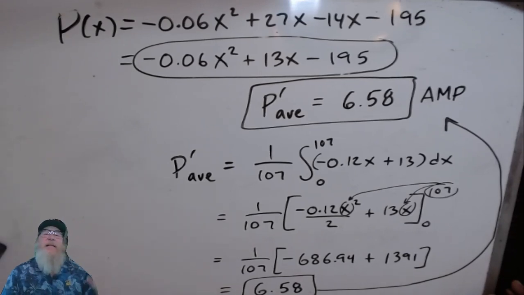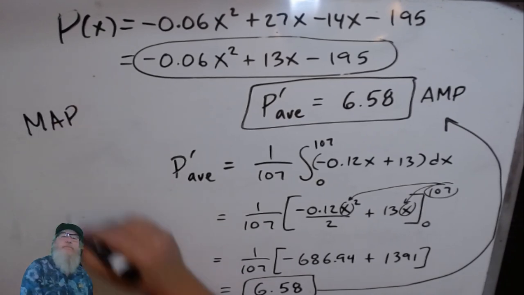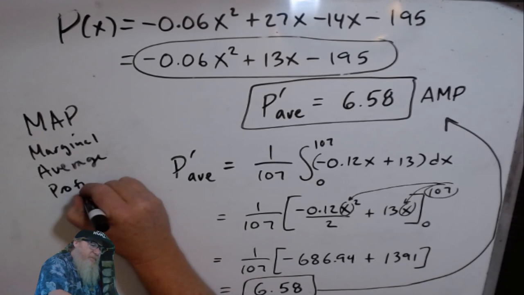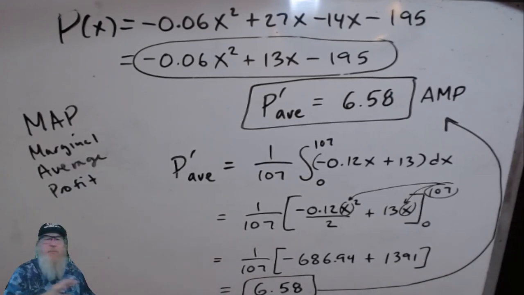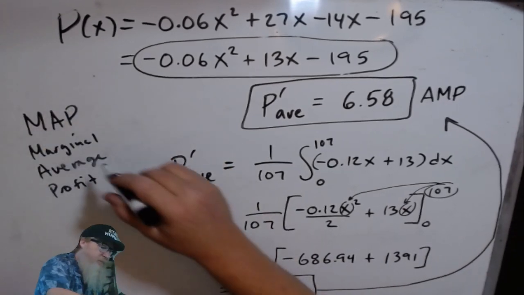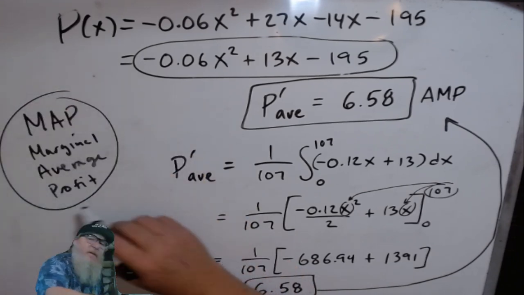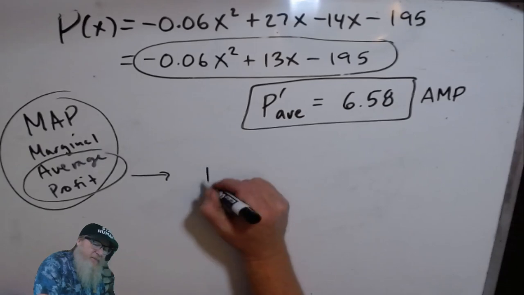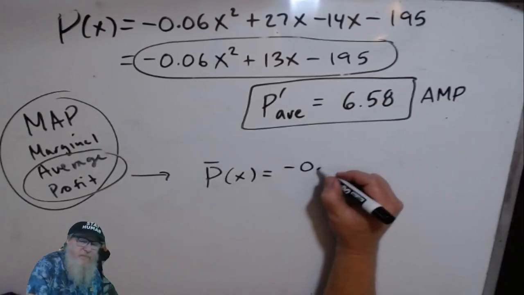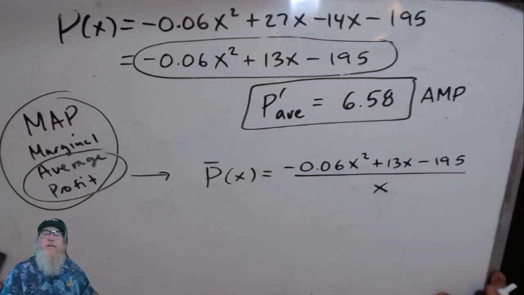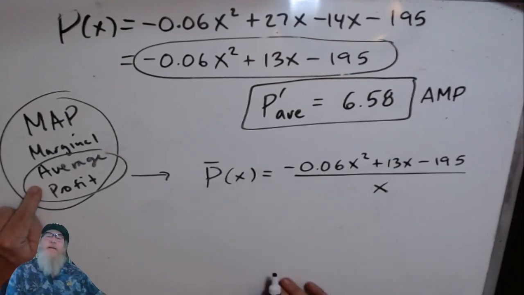So, well, I've kind of been alluding to this the whole time. What is MAP? Marginal average profit. It's a completely different thing. You don't do an integral at all. No integral for this. First, you find the average profit. Average profit was also known as P hat. Okay, it's divided by x.